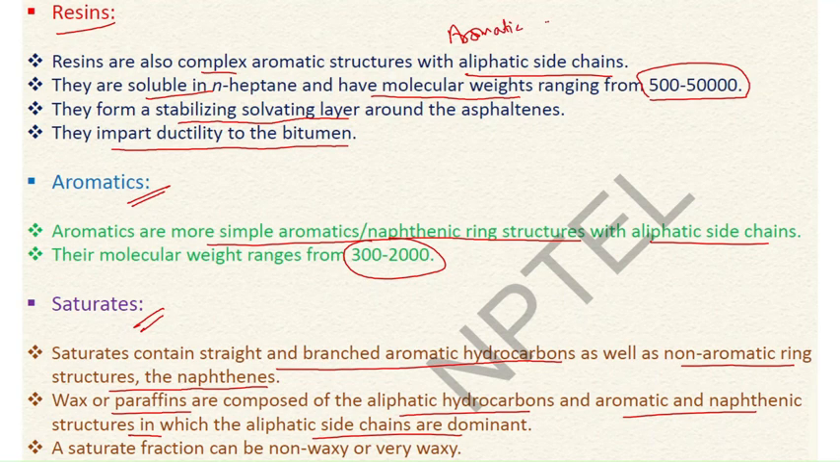Aromatic structures are the dominant part there. Okay. Whereas here, aliphatic structure or aliphatic chains are dominant. Okay. A saturate fraction can be waxy or non-waxy.